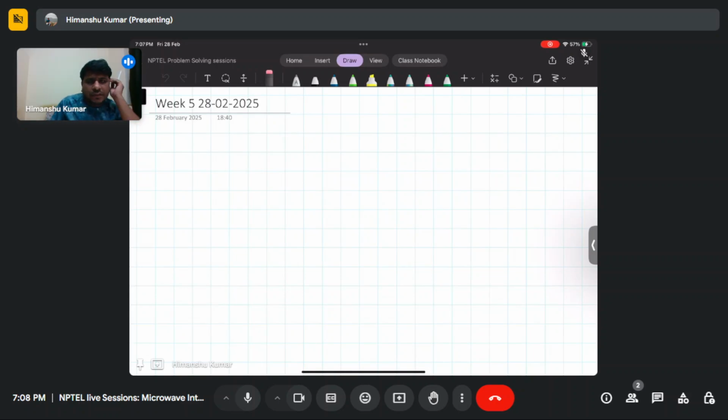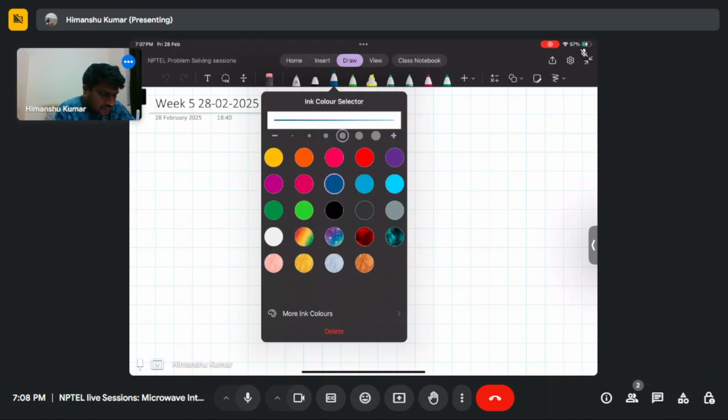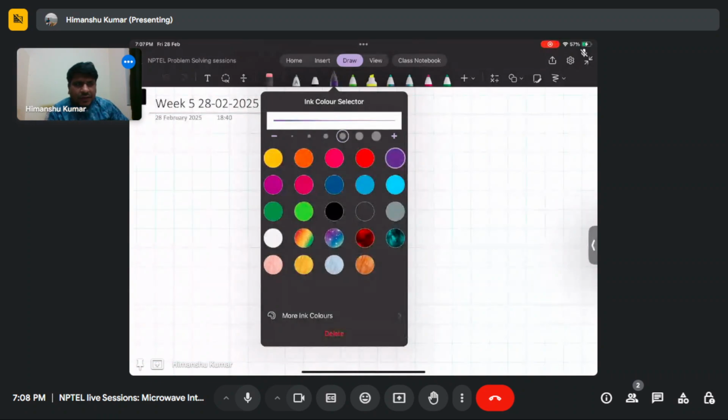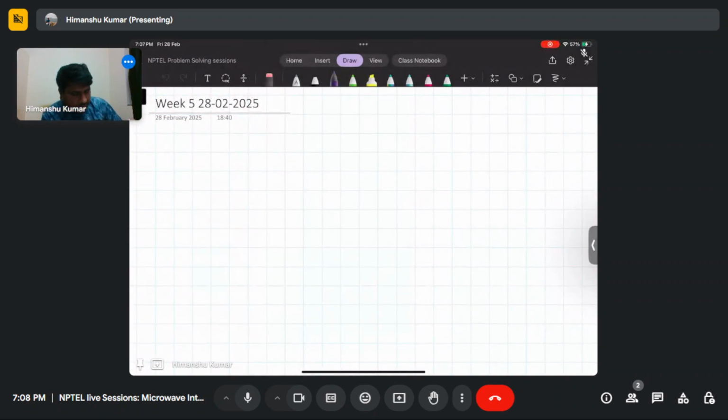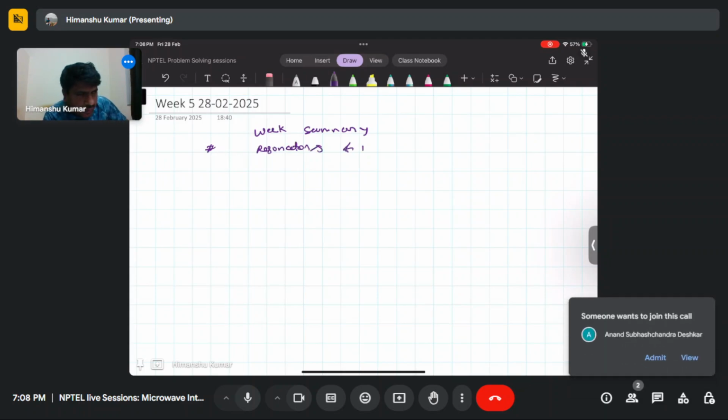So yeah, the content for this week was mainly about resonators and filters. A resonator you can also count as a filter. So this is the week summary. The content for this week was resonators and a narrowband filter.